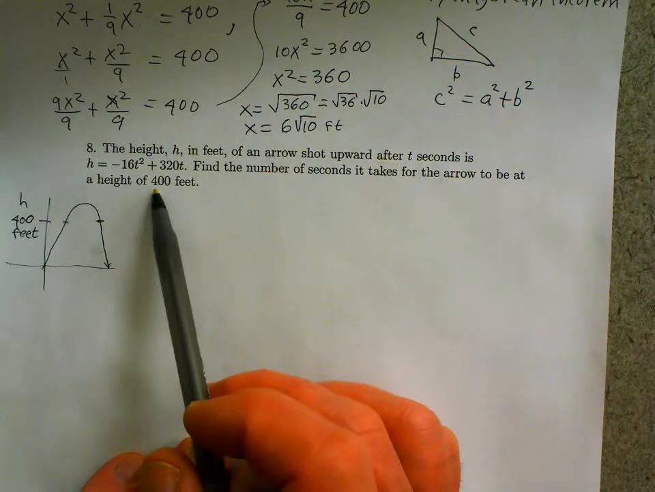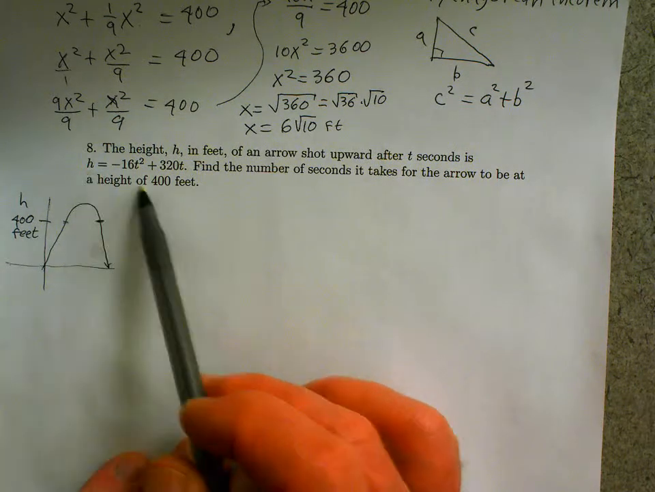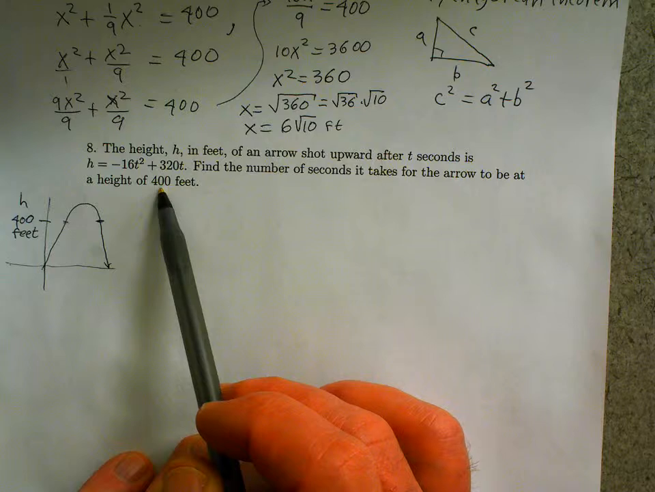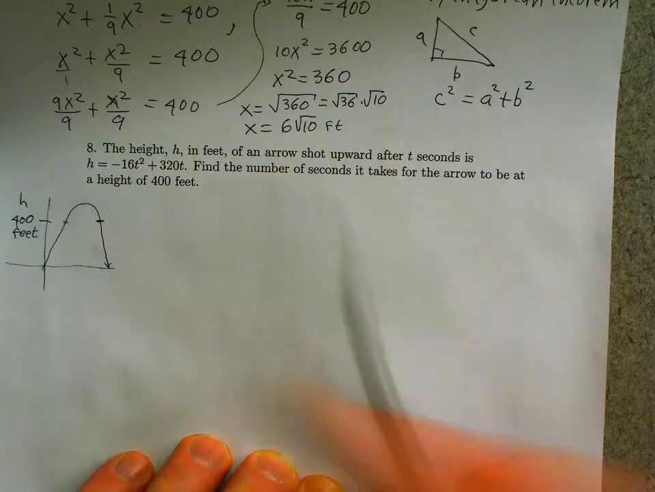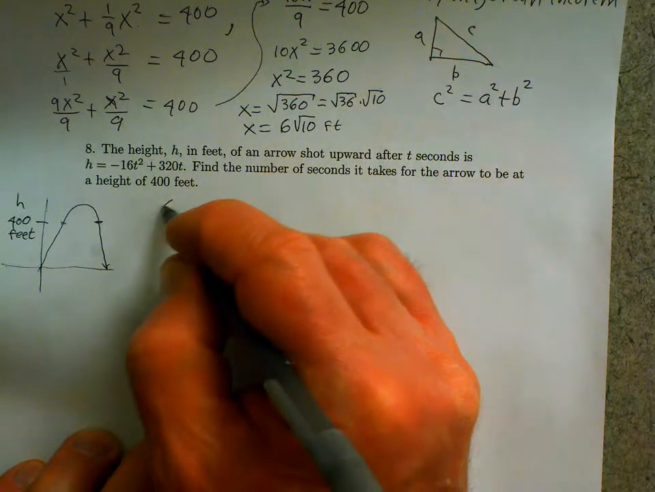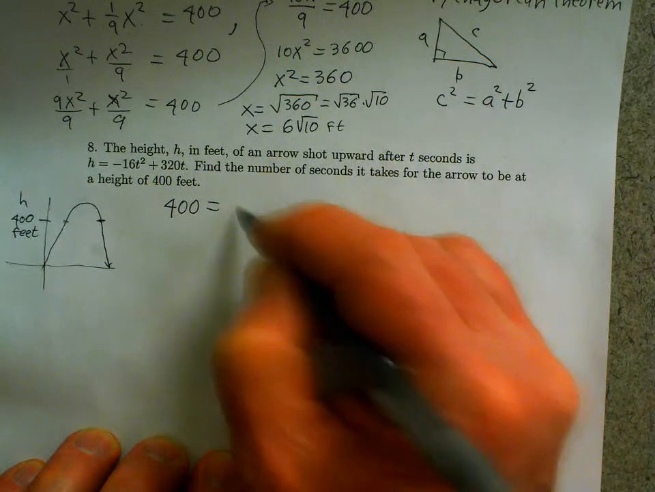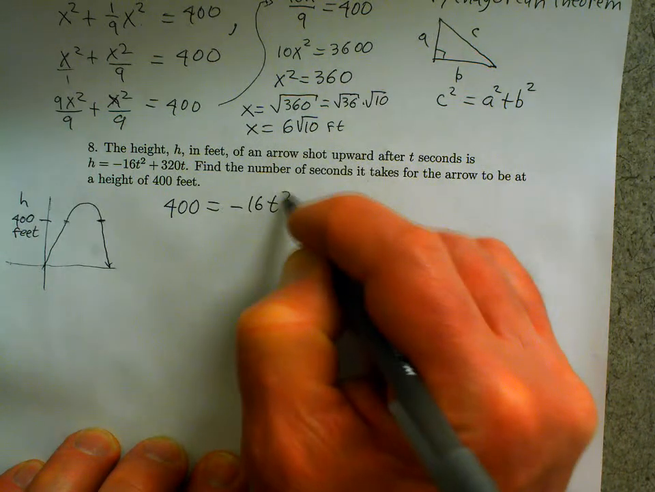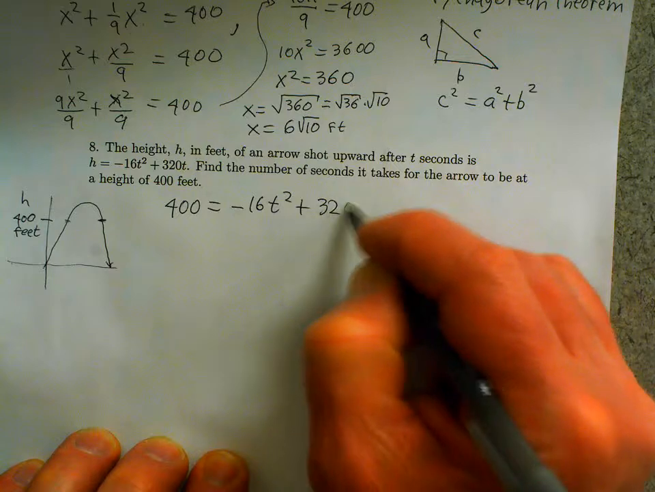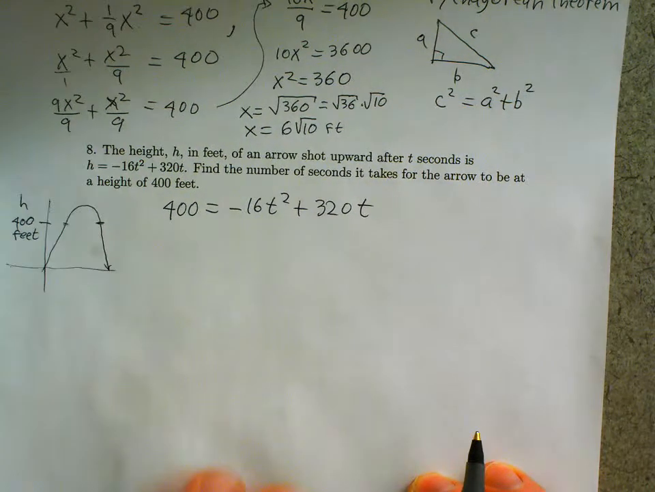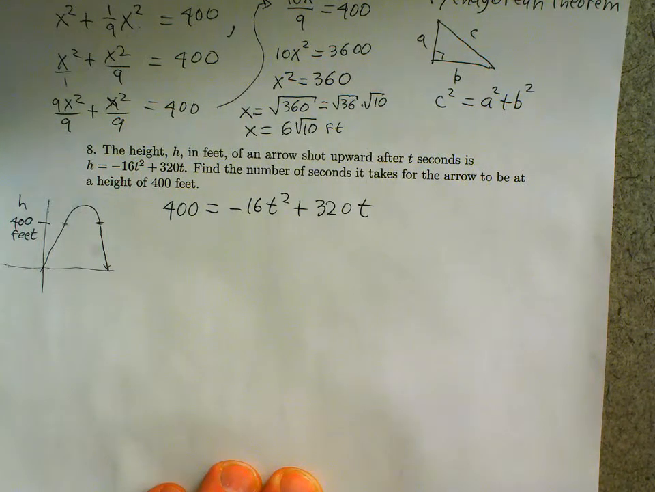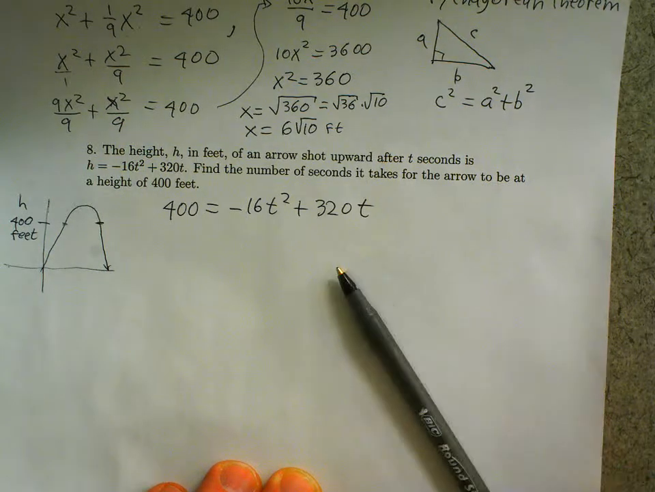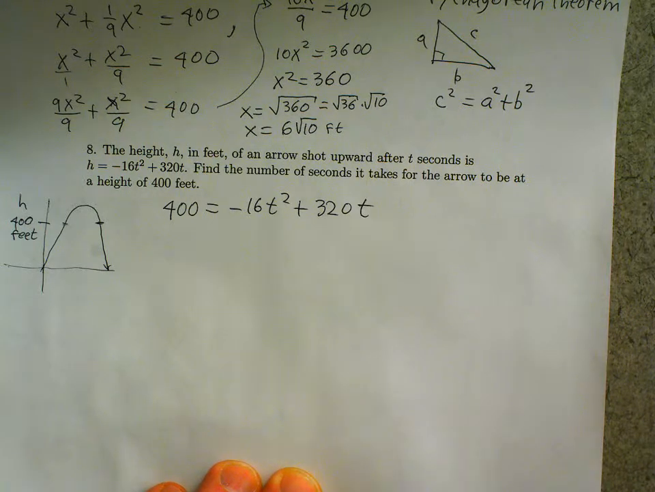Okay, so h represents the height. So to solve this equation, we replace h with 400, and we get 400 equals negative 16 t to the second plus 320 t. So we want to solve this equation for t. How would you proceed from here? Subtract 400 from both sides. Okay, yes, make one side 0.